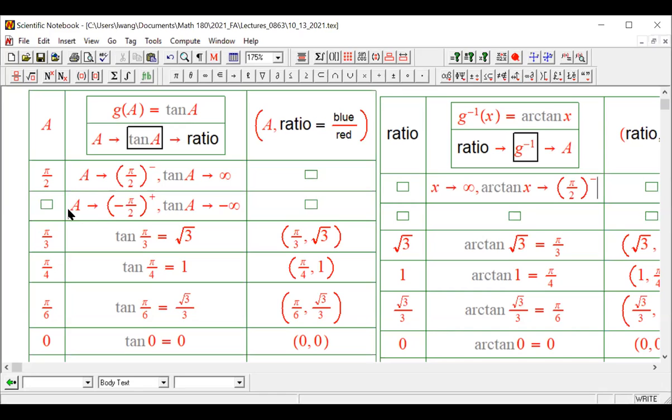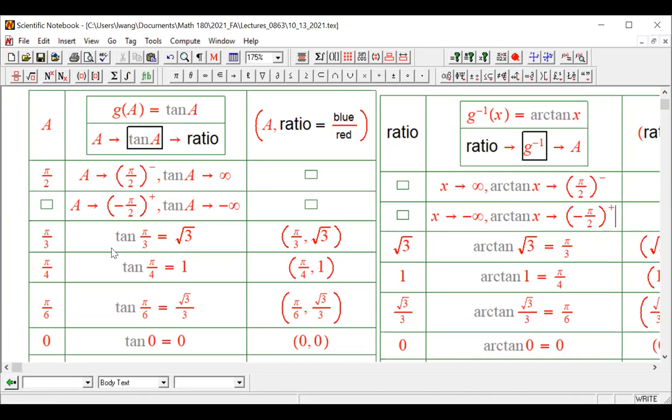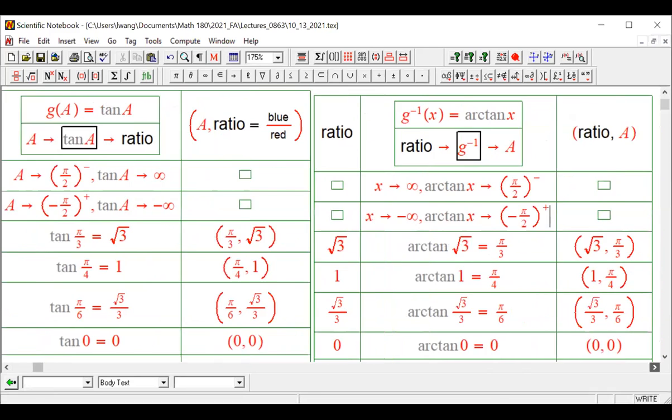Once again, input angle, output ratio. When this happens, input ratio, output, now the output is input. So when X is approaching negative infinity, the angle would approach negative pi over 2 from larger than pi over 2. That's the process. So now let's plot the points.